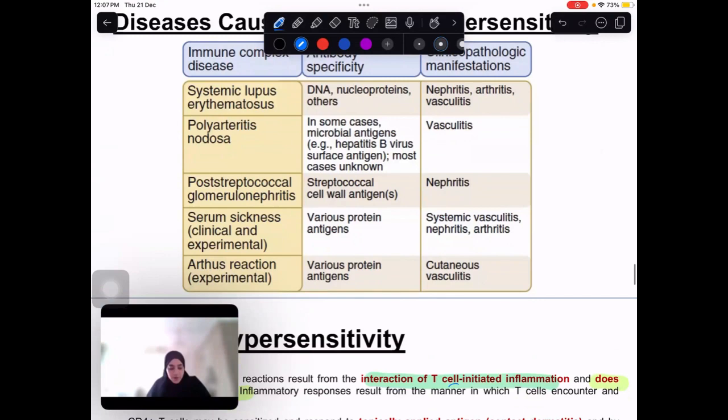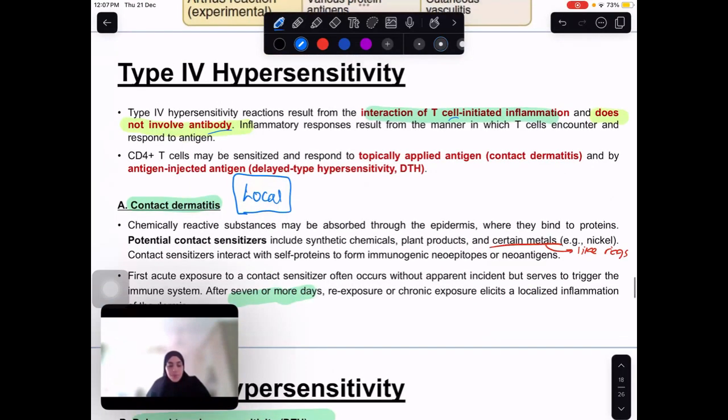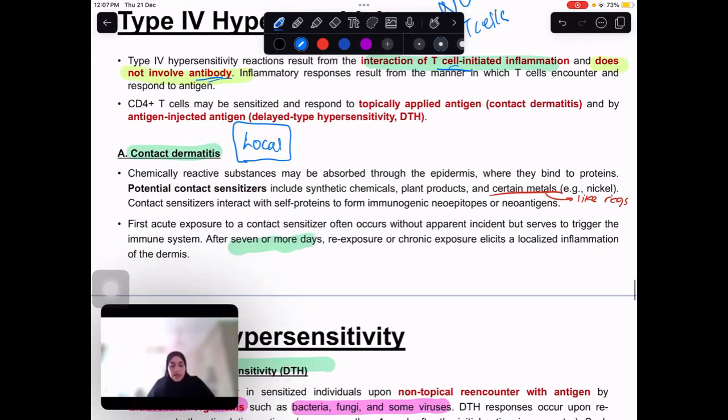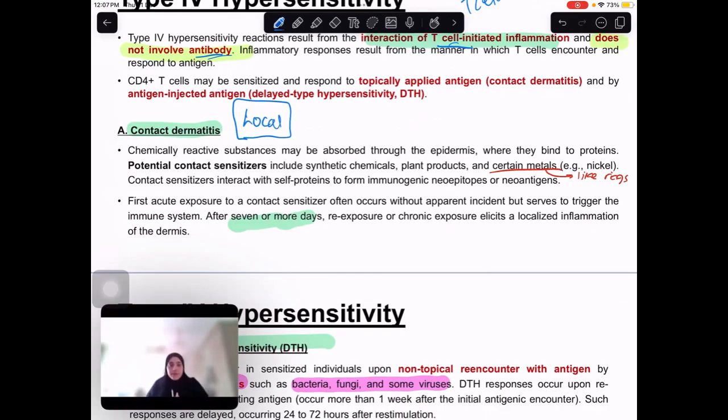Okay? Now, type 4 hypersensitivity, again, is it involved with antibodies? No. So no antibodies. Then what is it? It is going to be T cells. That's why we mentioned it is T cell mediated and does not involve any antibody. Now, again, we have localized or systemic. A localized example is contact dermatitis. From the name, contact and dermatitis, my skin. So when I come in contact with certain things like metals or chemicals or plant poisons or whatever it is, and as we know, in my dermis, I'm going to be having CD8 cells, right?